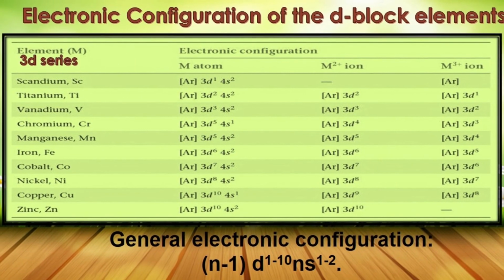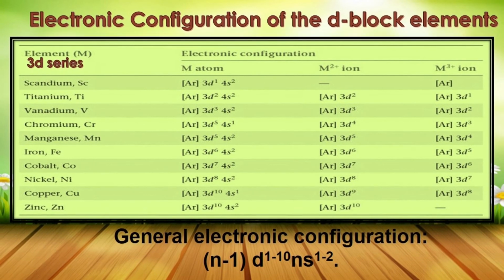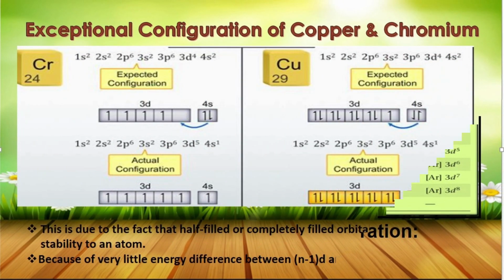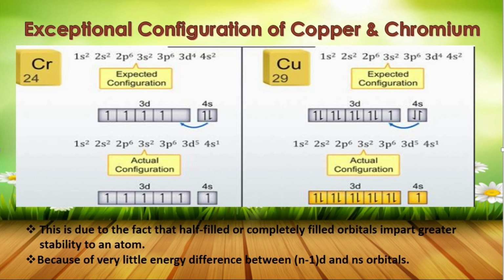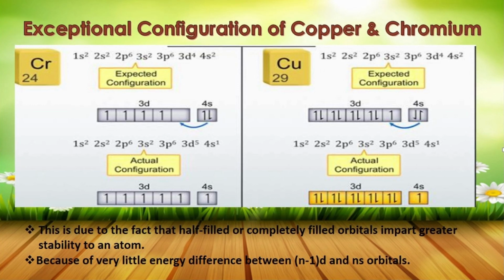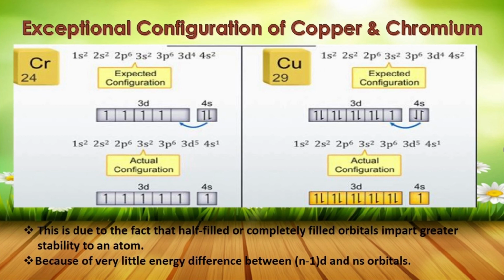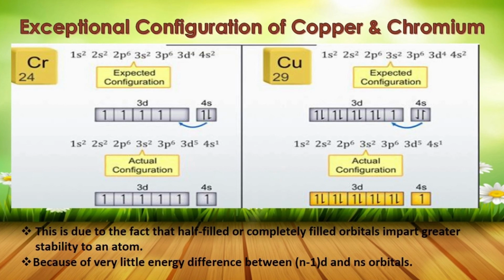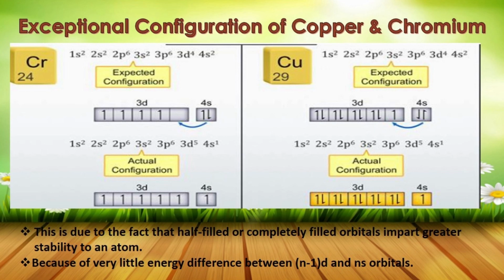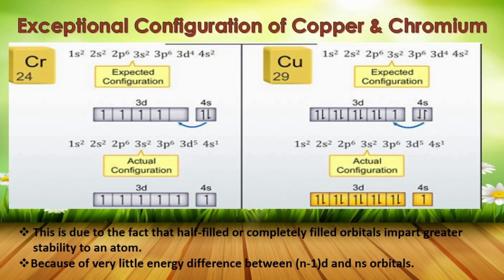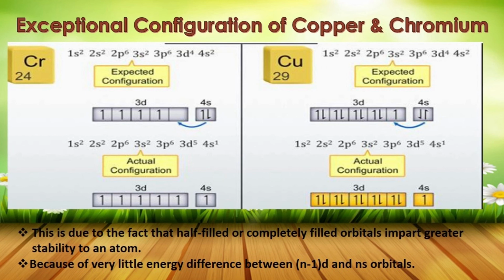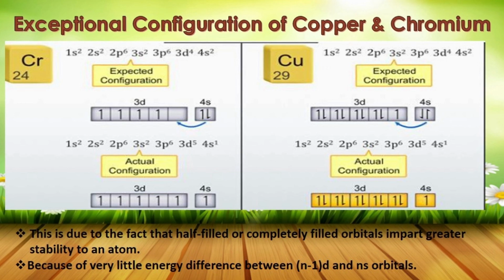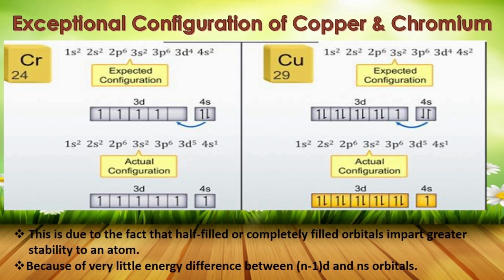The general electronic configuration of D-block elements is (n-1)d1 to 10, ns1 to 2. In 3D series, chromium and copper have exceptional electronic configurations. If you take chromium, it has valence electronic configuration 3d5 4s1, but the expected one is 3d4 4s2. Similarly, if you take copper, it has electronic configuration 3d10 4s1, but the expected one is 3d9 4s2.